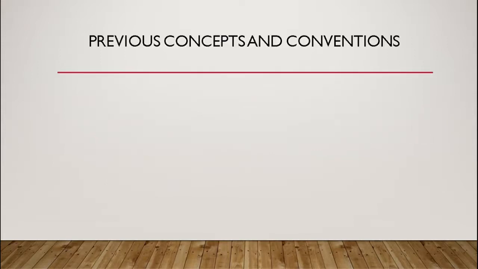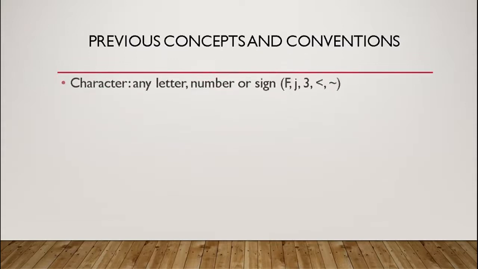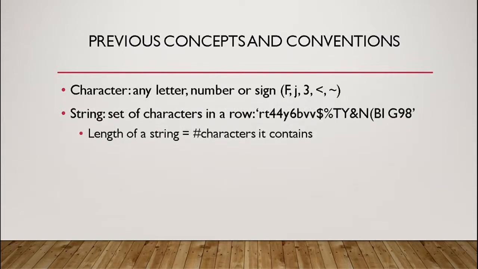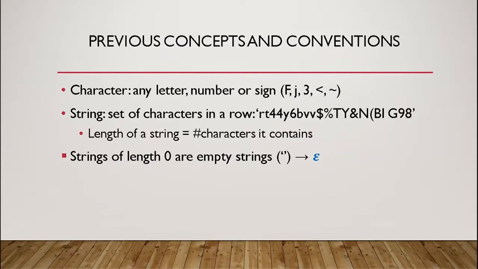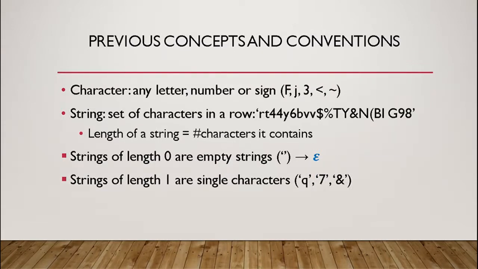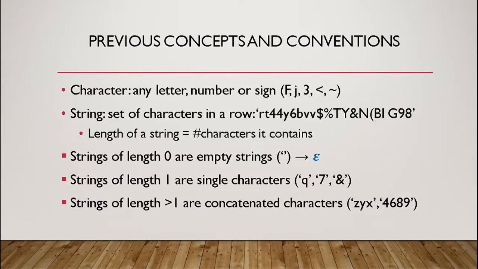But first, we'll review some concepts. Any letter, number, or sign is known as a character. Then, a string is an array of characters, and the number of characters corresponds to the length. This string has a length of 22. Strings will be marked in quotes. Empty strings are length 0 strings and can be represented with an epsilon symbol. Single characters are length 1 strings, and strings of length greater than 1 are concatenated characters.